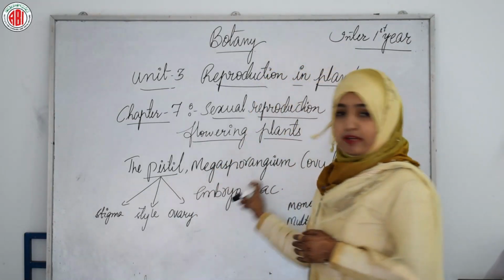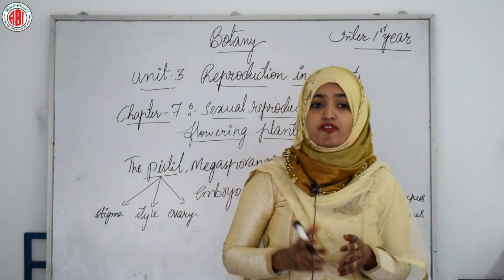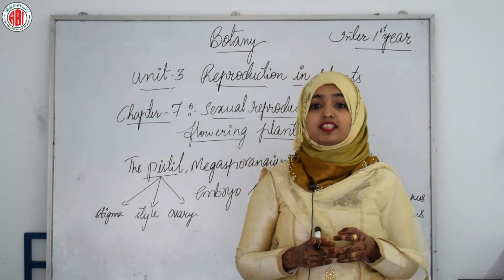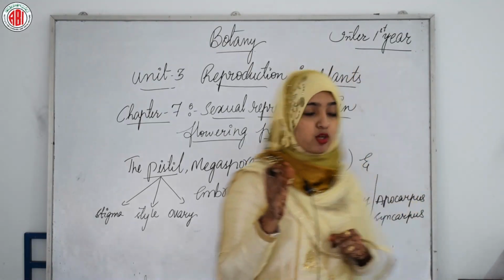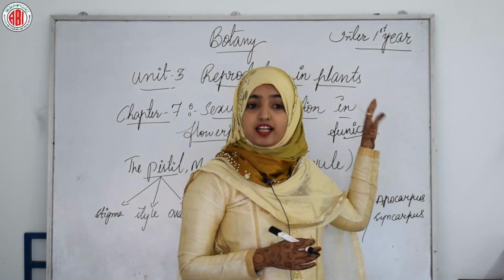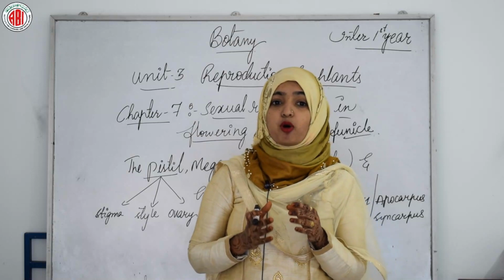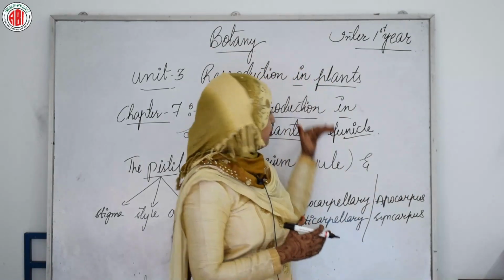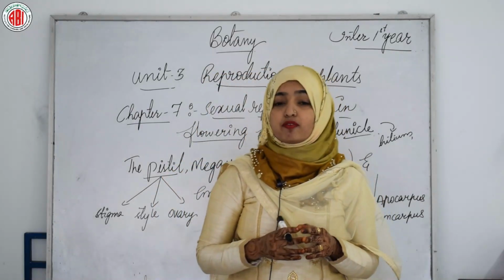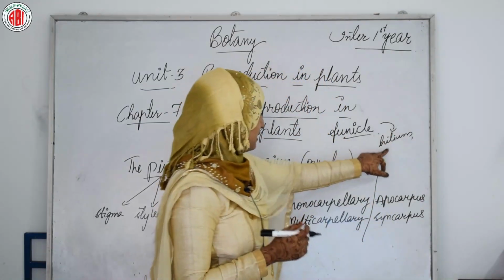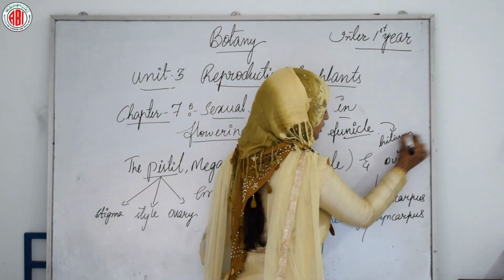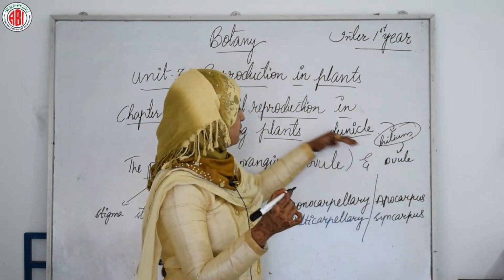Now it's the time for the megasporangium, called the ovule. The megasporangium or ovule is a small structure attached to the placenta by means of a stalk called the funicle. The body of the ovule fuses with the funicle in the region called the hilum. The hilum represents the junction between the ovule and the funicle, because it connects the ovule with the funicle, right?